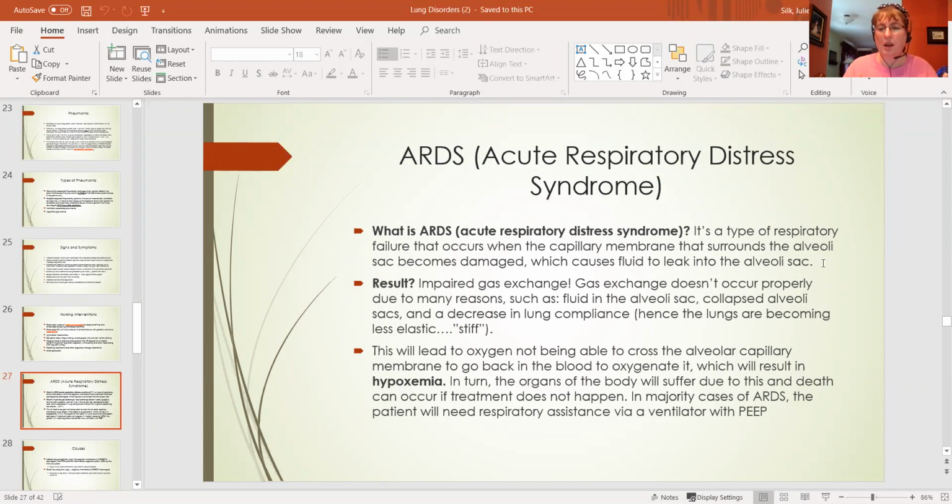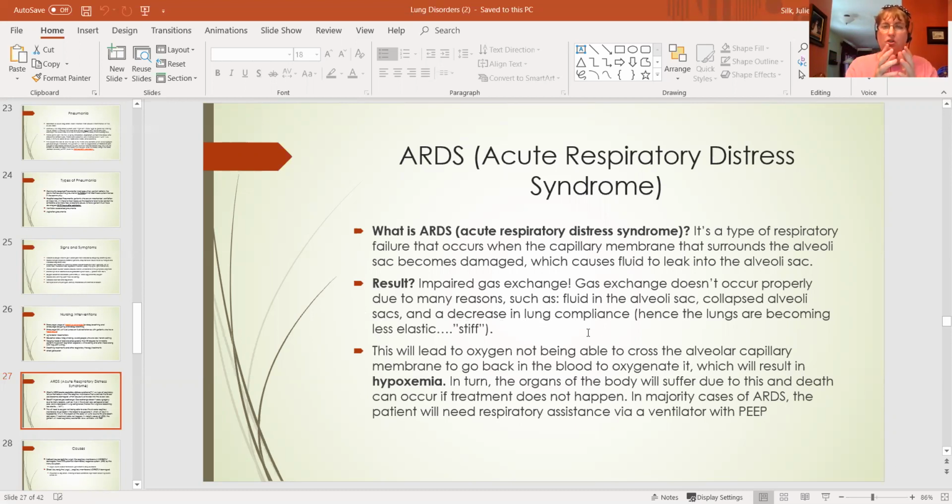It's pretty similar, right? So when you can't have that gas exchange that happens between your alveoli and the blood, you're going to end up being hypoxic, right? And so, like this is saying here, if you have fluid in the alveolar sac, your alveoli are going to collapse a little bit. They're not going to pop out like they normally should be. And they're going to cause a decrease in lung compliance.